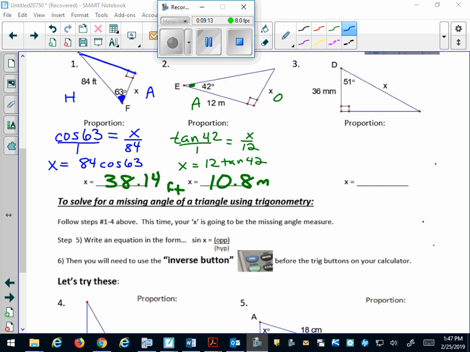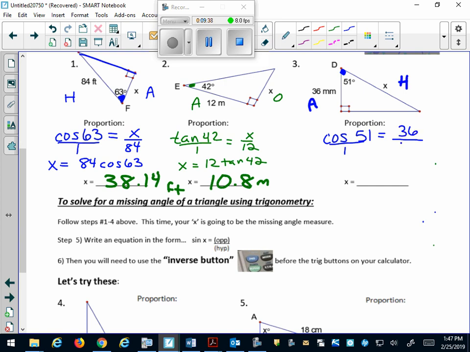All right, so reference angle is 51. This is our H. This is our A. Are we using sine, cosine, or tangent? Cosine. You should have written cosine of 51 over 1 equals 36 over x. Yes, sometimes the x can be on the bottom, right? Because it's adjacent over hypotenuse. Hypotenuse has to be on the bottom, and that's our x.